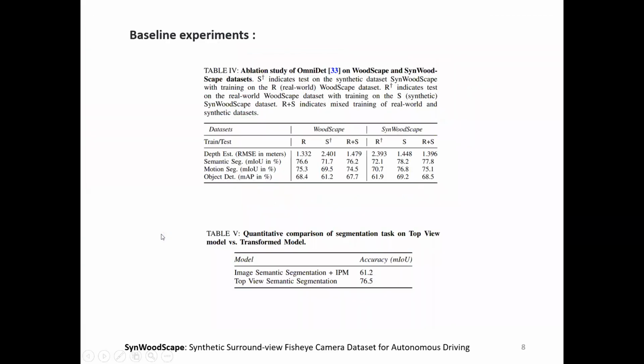Here we have some baseline experiments that were conducted using the WoodScape and the SynWoodScape images on depth estimation, semantic segmentation, motion segmentation, and object detection tasks. The obtained results demonstrate the importance of domain adaptation to be able to use jointly real and synthetic data, since the results obtained when training on synthetic data and testing on real data were encouraging, but less good than when training and testing on real data.